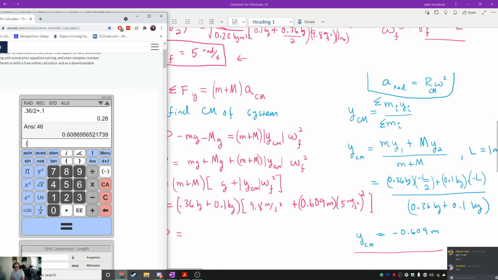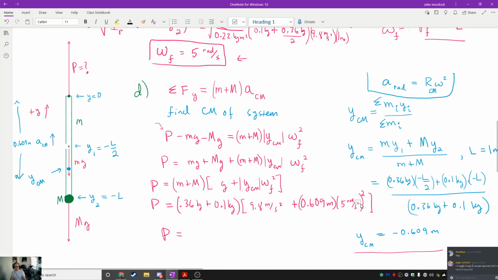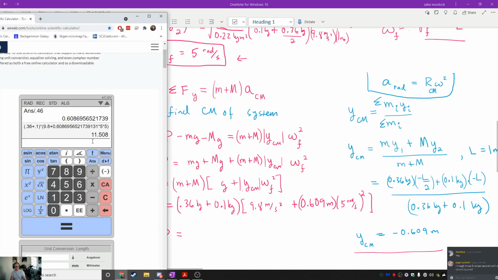If you all have any questions, can you put them in the chat now while I'm typing this all in? I'm just going to put this exact number in here. Yes, it is. You're right. That is right. This squared should not be here. Yep. Thank you. It's 5 radians per second, whole squared. Yes. Thanks, Paige. Okay, I got 11.508. You all agree?